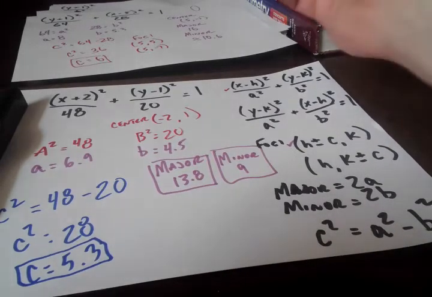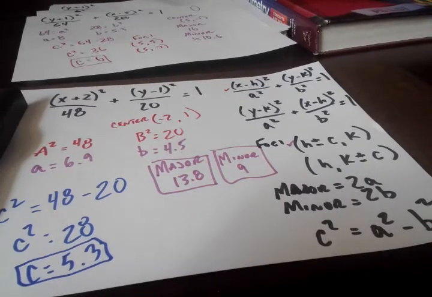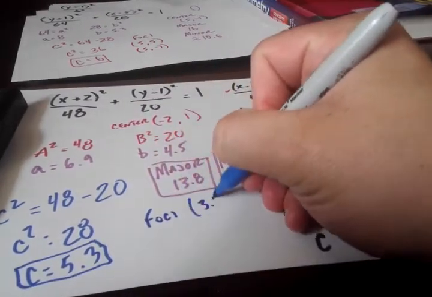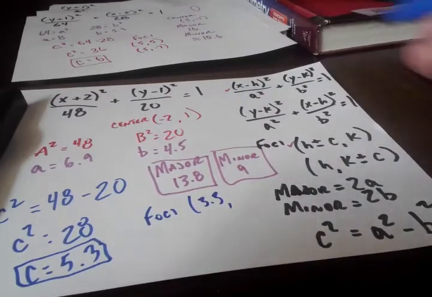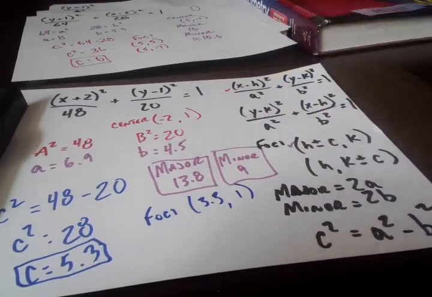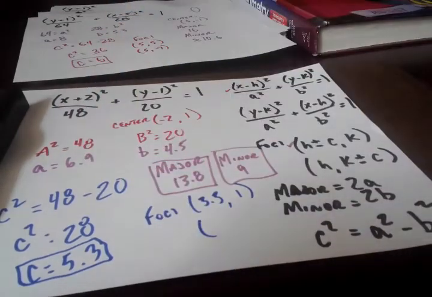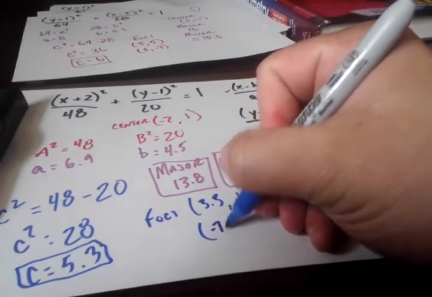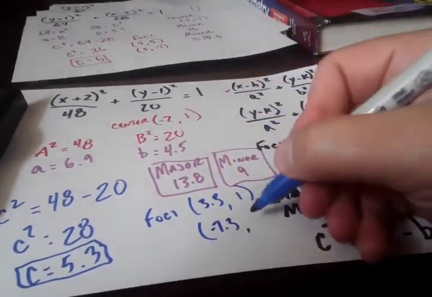So H was, let's see, where was H? H was -2, right? So -2, and we're going to say plus 5.3, and that looks like it's a 3.3, right? So the foci looks like it's 3.3, and then we just have the K value here, right? The K value is 1. And then we need to do the same thing, but we need to subtract. So we need to say -2 minus 5.3. And that, guys, gives me a -7.3. And K will stay the same, which is 1.